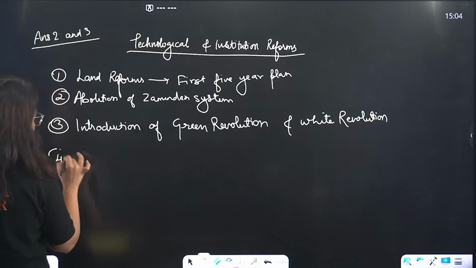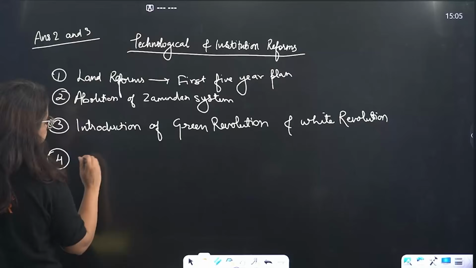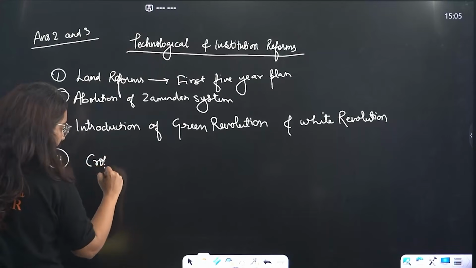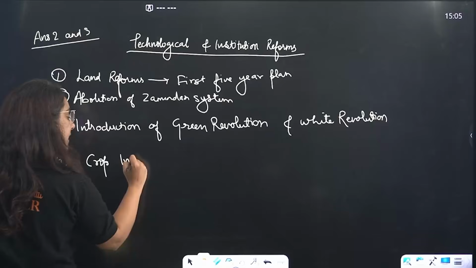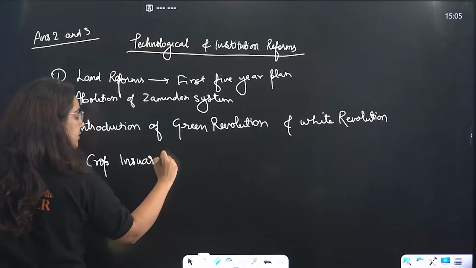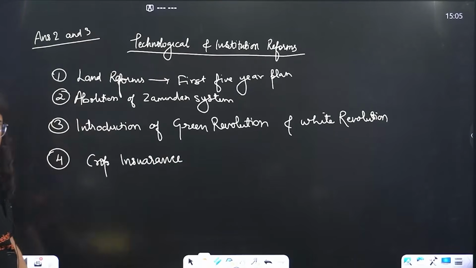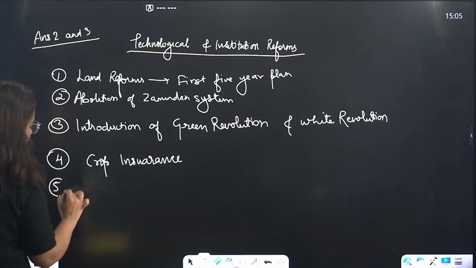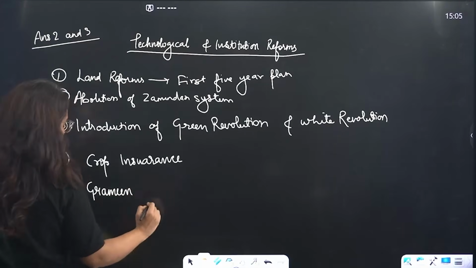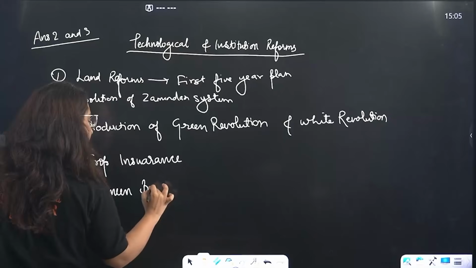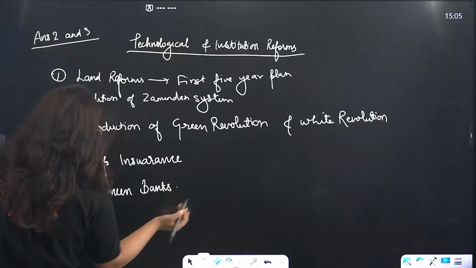We have more reforms like crop insurance, okay? The provision of crop insurance whenever there is a natural disaster and the crops have failed. ठीक है, crop insurance, beta. After that I'm just writing the keywords. By the way, you have to frame the statements. Then there are Grameen banks for farmers to provide loans at low interest rates.